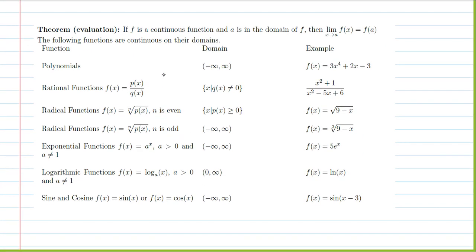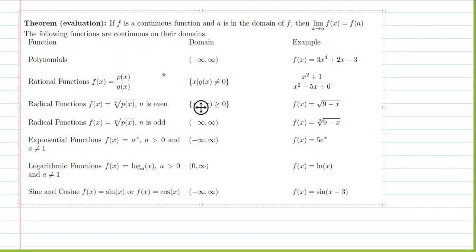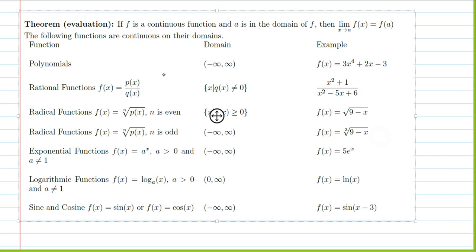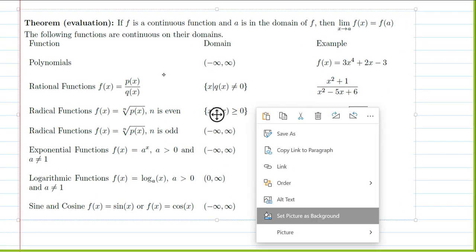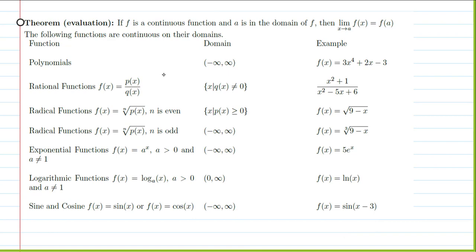The observation, and this is our theorem, is called the evaluation theorem. If f is a continuous function and a is in the domain of f, then the limit as x approaches a of f of x equals f of a. So basically, if we know a function is continuous at a, then the limit as x approaches a of f of x has to equal f of a.